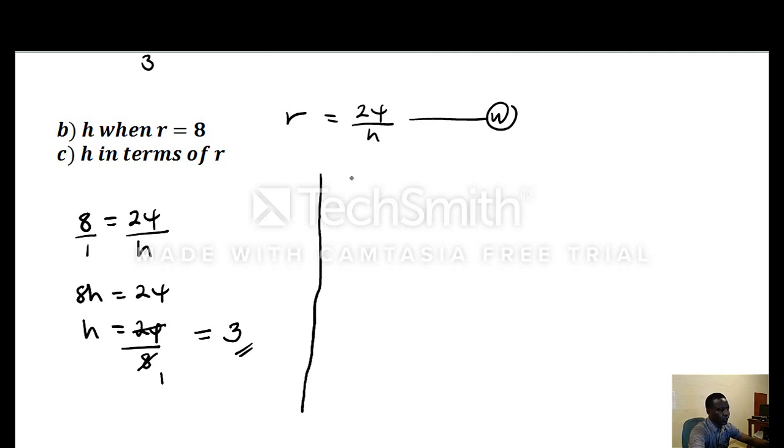Next says we should find H in terms of R. H in terms of R. That means you should make H the subject of the formula. And if we have equation 2 giving us R is equal to 24 over H, all you need to do is to make H the subject of the formula by simple cross multiplication.